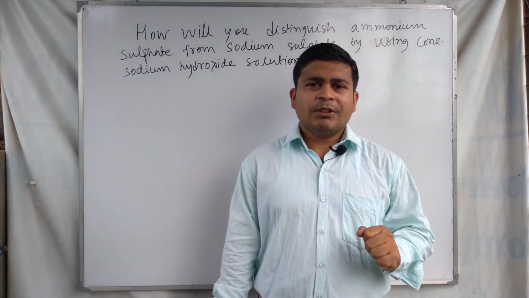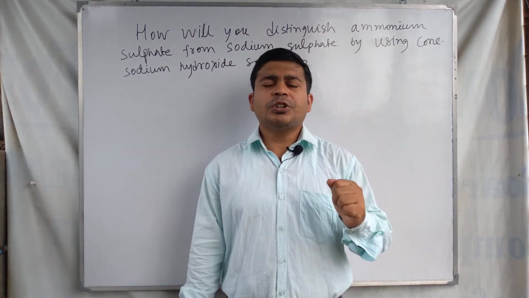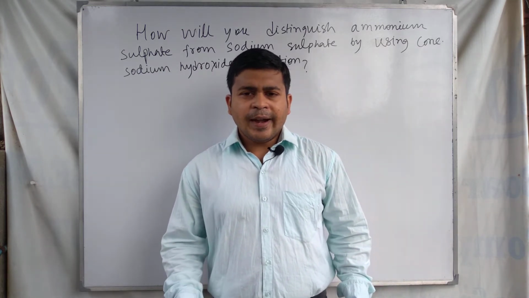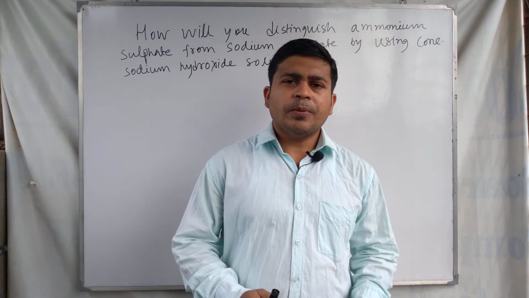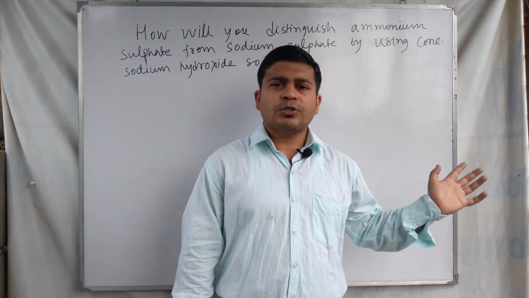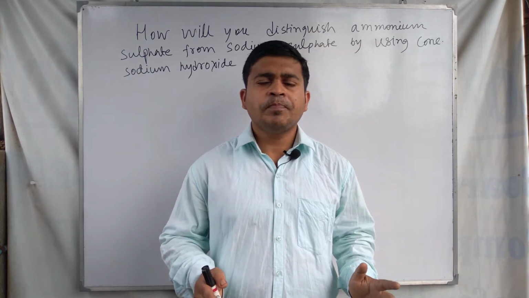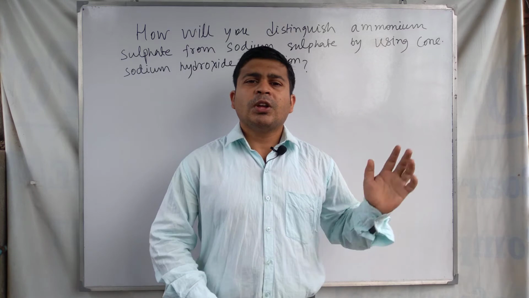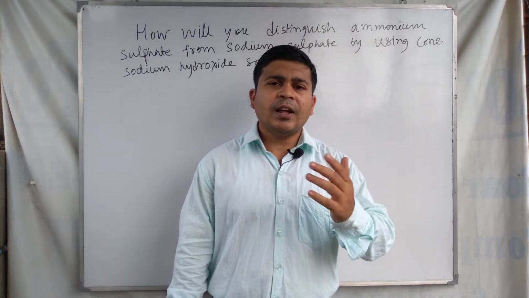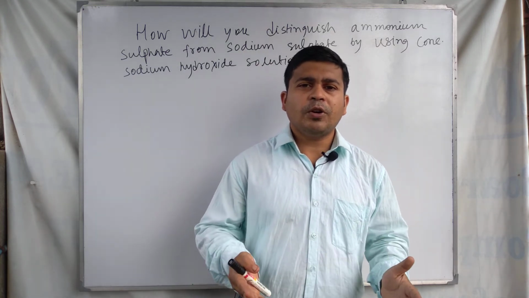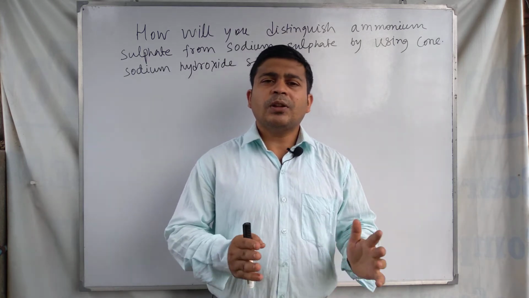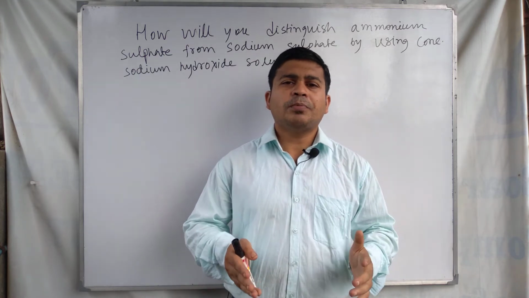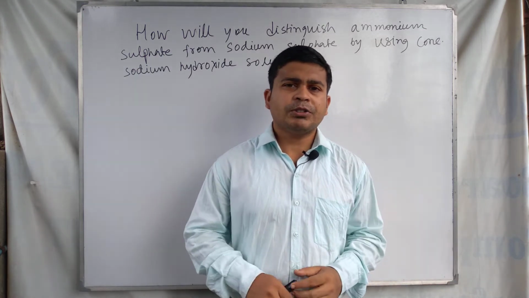This is a very important question, to distinguish between two different types of salts using concentrated solution. When the two salts are heated individually with concentrated sodium hydroxide solution, what happens? The sodium sulphate is unaffected on heating with sodium hydroxide solution. Sodium sulphate salt remains unaffected by heating with sodium hydroxide solution.